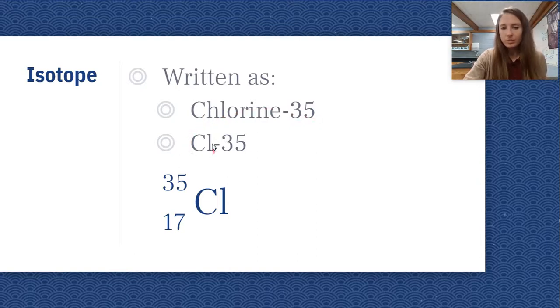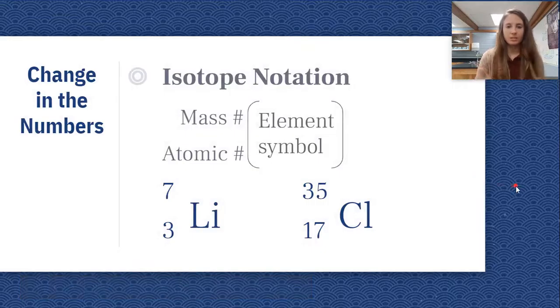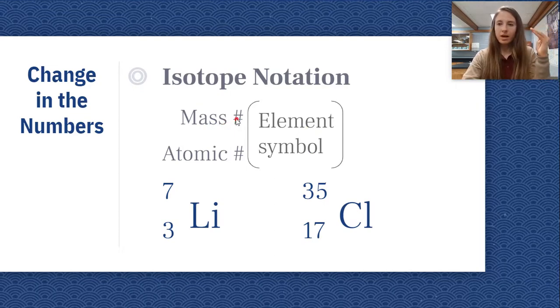You can write the symbol, so chlorine is Cl-35, or you can write it in what we call isotope notation. Isotope notation looks like this. You have the element symbol here, and then you have two numbers on top of each other. The top number, as you might recognize, is the mass number, and the bottom number is the atomic number. Okay, and I have a whole slide for this in case you wanted to write it down, but the general formula is that you have the element symbol large, and then you have the mass number on the top and the atomic number on the bottom, just like both of these.